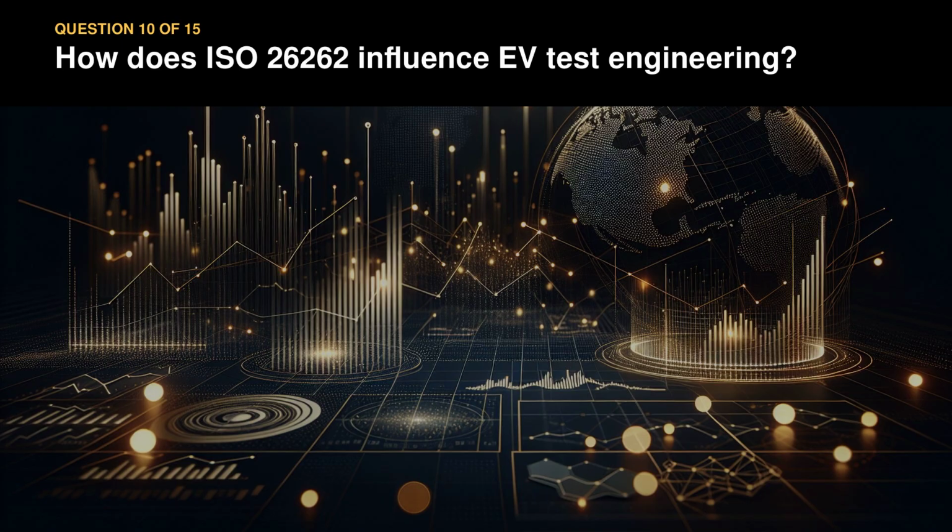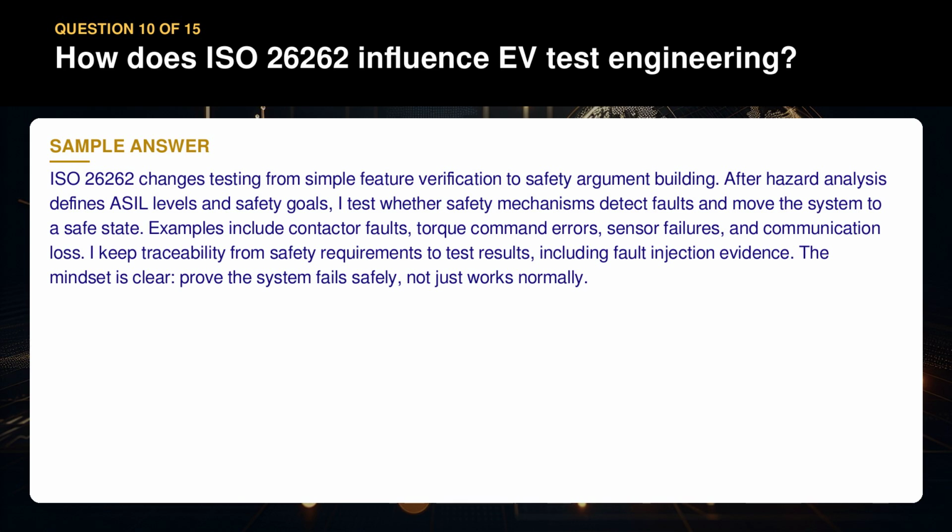Question 10. How does ISO 2626 influence EV test engineering? ISO 2626 changes testing from simple feature verification to safety argument building. After hazard analysis defines ASIL levels and safety goals, I test whether safety mechanisms detect faults and move the system to a safe state. Examples include contactor faults, torque command errors, sensor failures, and communication loss.